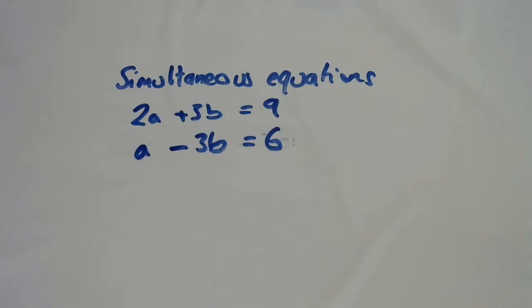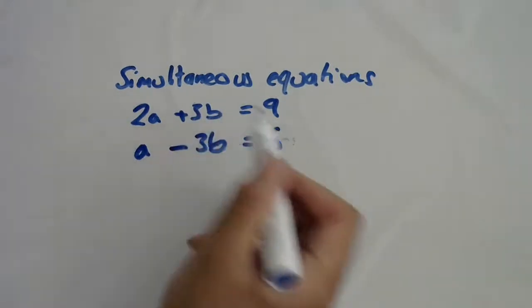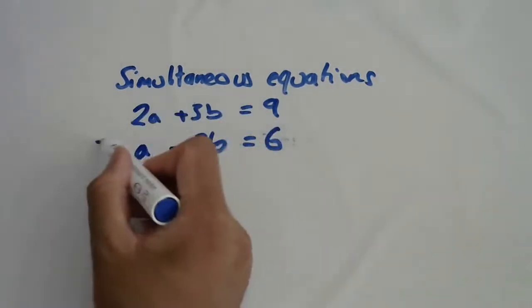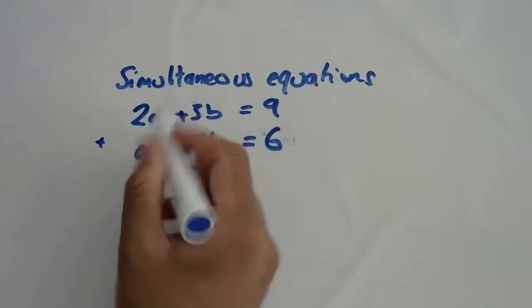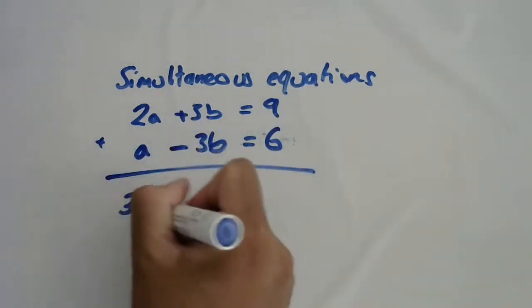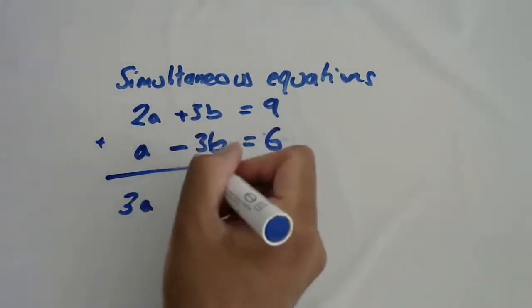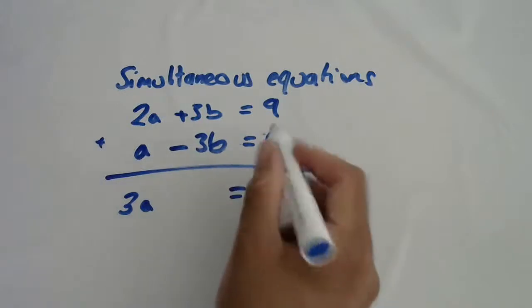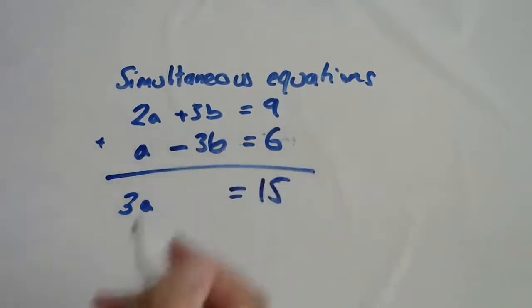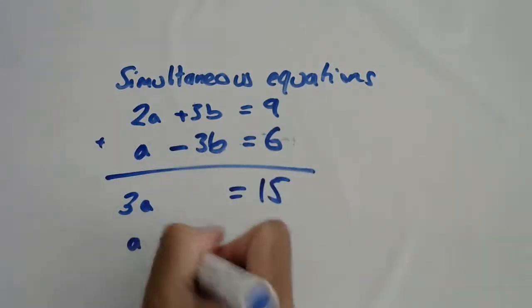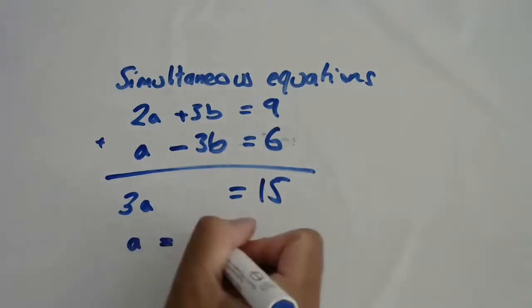Right, you don't understand that one? Okay, cool. So here we've got the 3b and the 3b. So we can just add them together to cancel them completely. So what you'll end up having is add these two guys together. You get 2a plus a is 3a. 3b plus minus 3b is just 0. So you get 3a equals 15 and a equals 5.